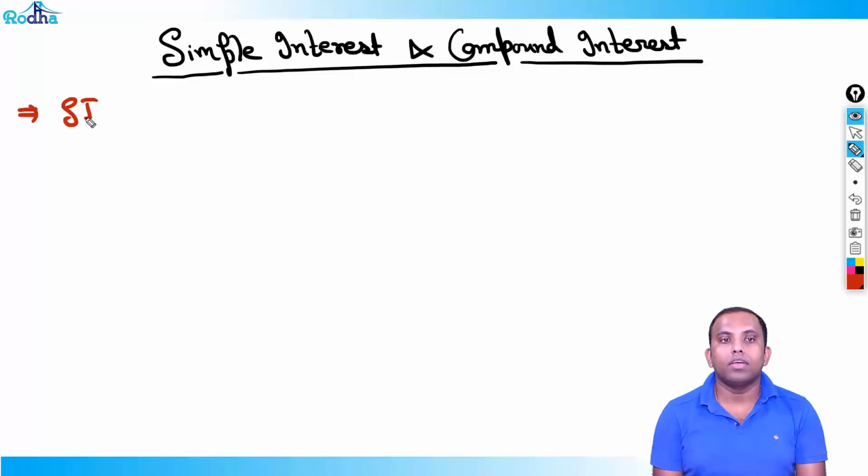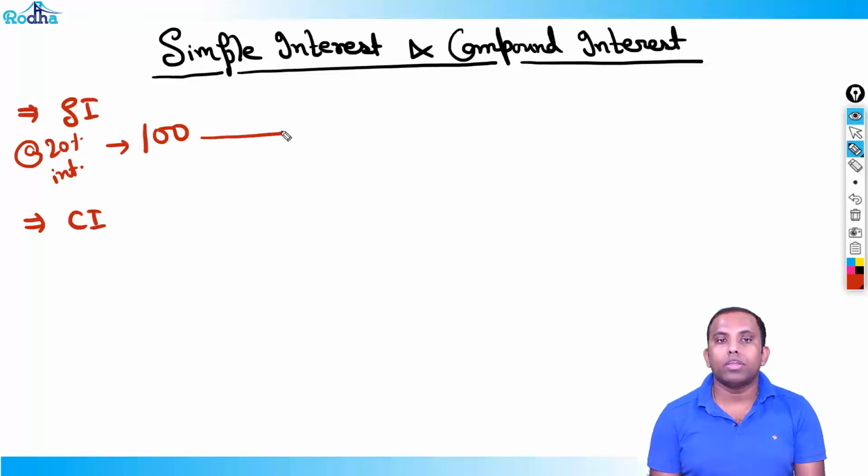SI is simple interest, CI is compound interest. The difference between SI and CI: suppose I have taken a loan of rupees 100 from a bank at 20% interest. After 1 year, the bank will charge 20% from me, right? That means I am liable to pay 120 rupees to the bank after 1 year.